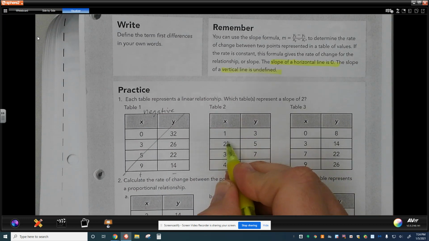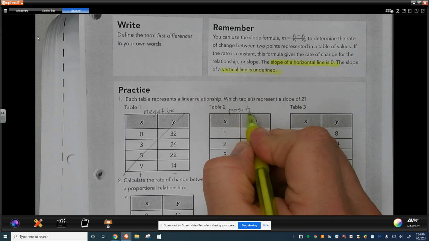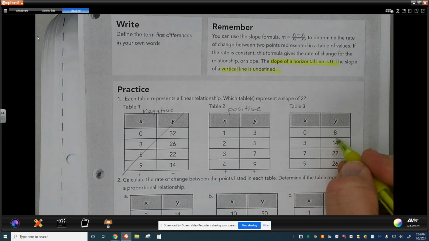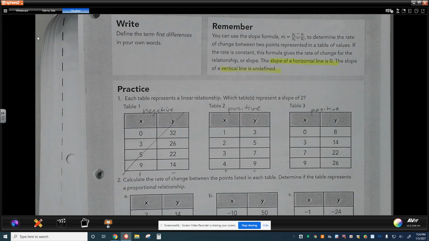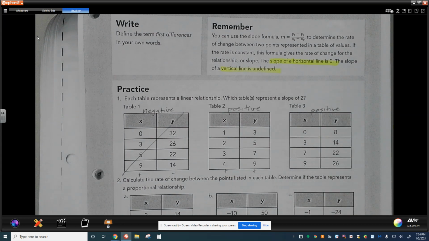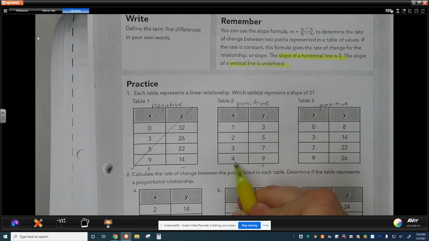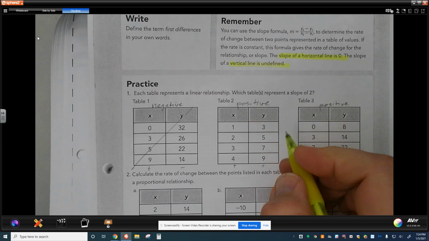X is increasing, y is increasing. This is a positive slope. There's a contender for being a slope of 2. And then this one, x is increasing, y is increasing. That one is also a possibility. Find the slope. Again, going back to the first differences, I see consecutive numbers right here. So is there a consecutive slope, 3, 5, 7, 9? I think so.